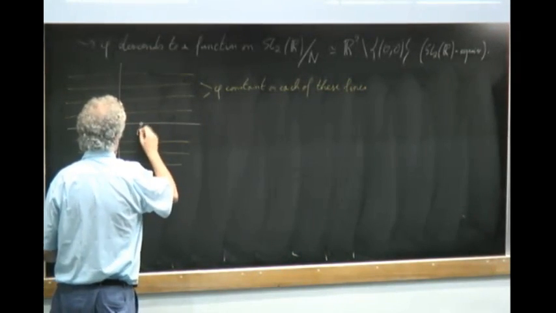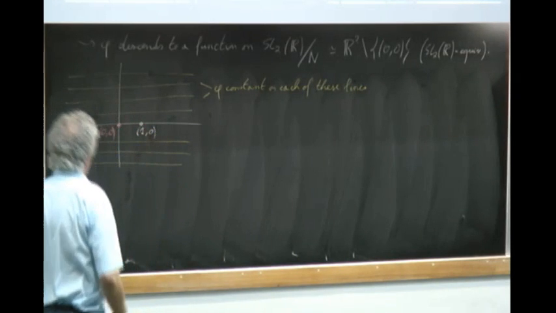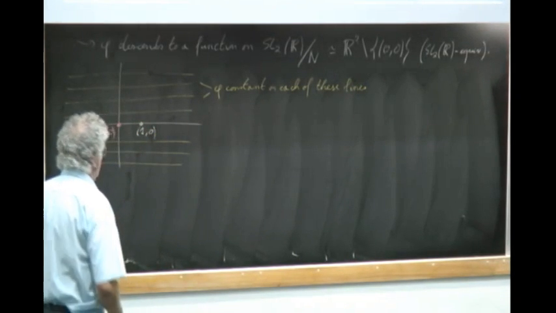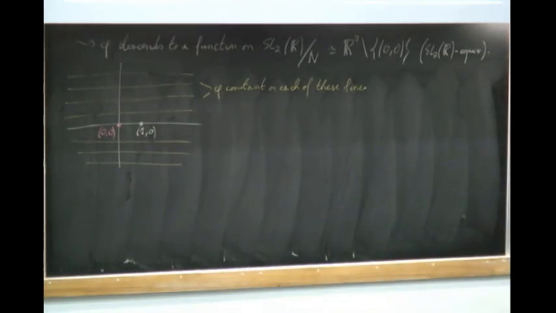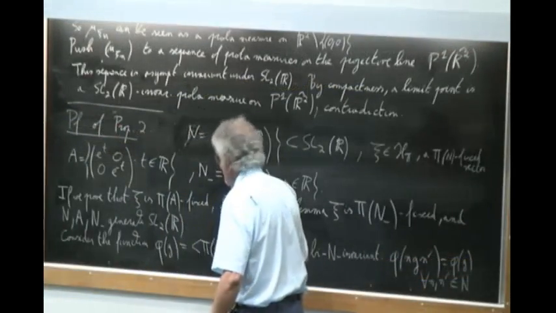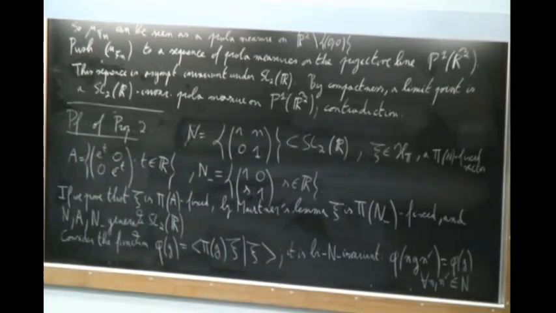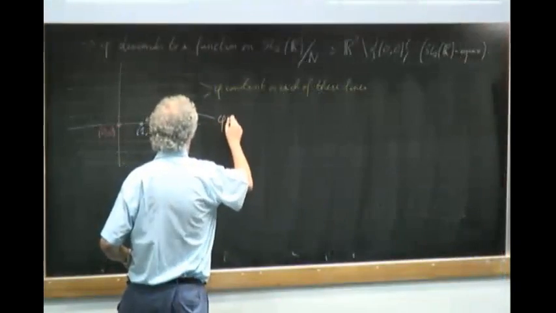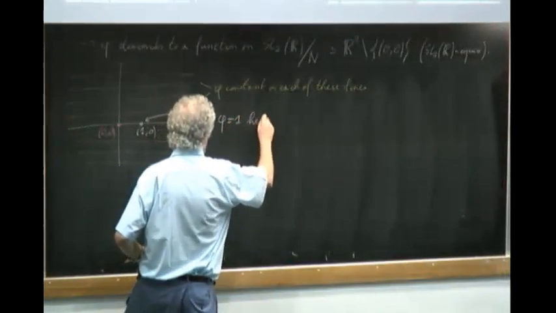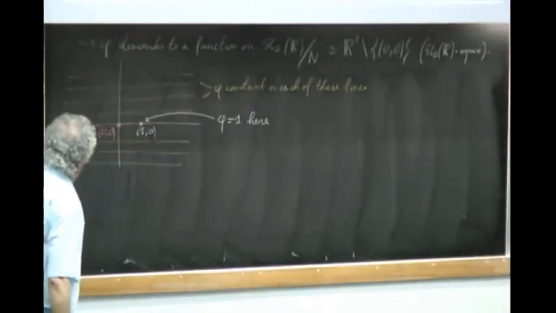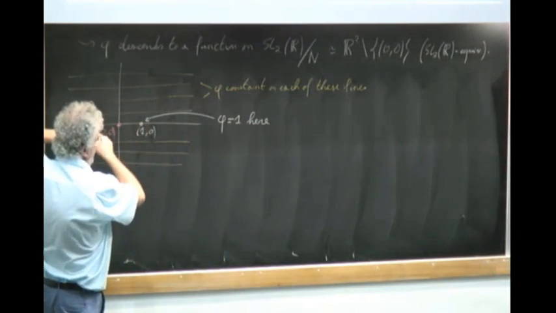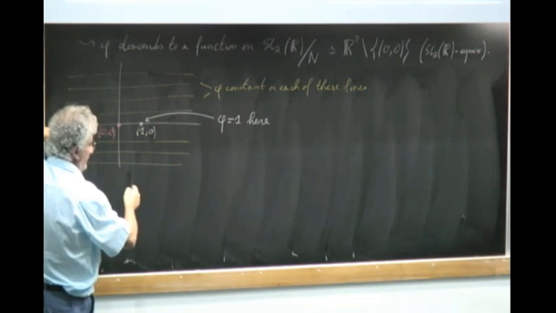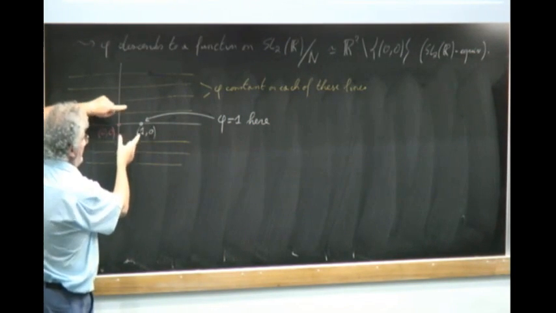Also, we have the first basis vector, (1, 0). And we know the value of phi at this point: it's the value of phi at the identity, so it's 1. So phi is 1 here. But now, what can be the values of phi on the horizontal axis? Well, it has to be 1 because phi is continuous.